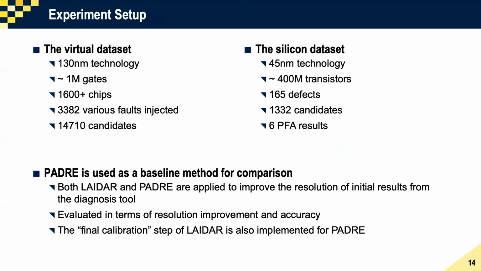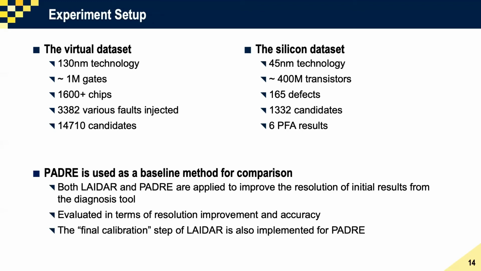The performance of LAIDAR is evaluated via 2 experiments. The first one uses a virtual dataset constructed from comprehensive simulation. Since it is a virtual dataset, we know the ground truth label for all the samples. In the second experiment, LAIDAR is applied to the diagnosis outcomes from actual fade-in chips from an industrial design. For this dataset, we do not have ground truth for all the candidates, but we do have 6 PFA chips that have the actual defect information.